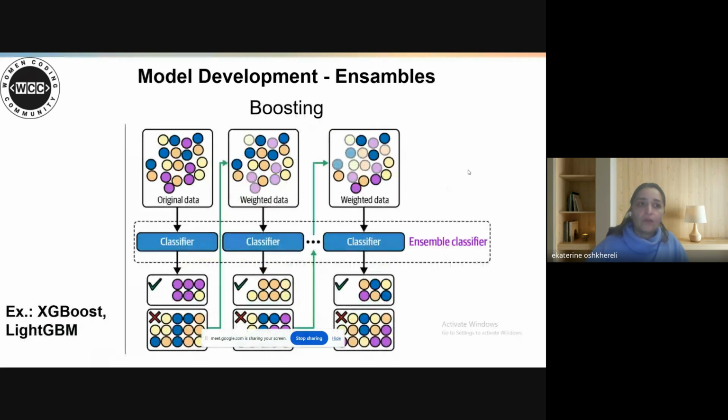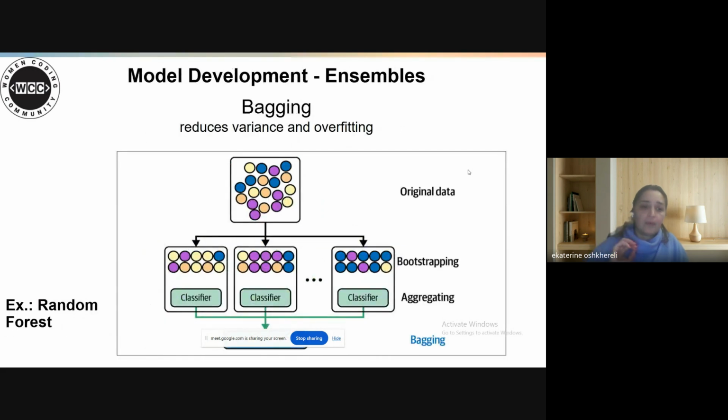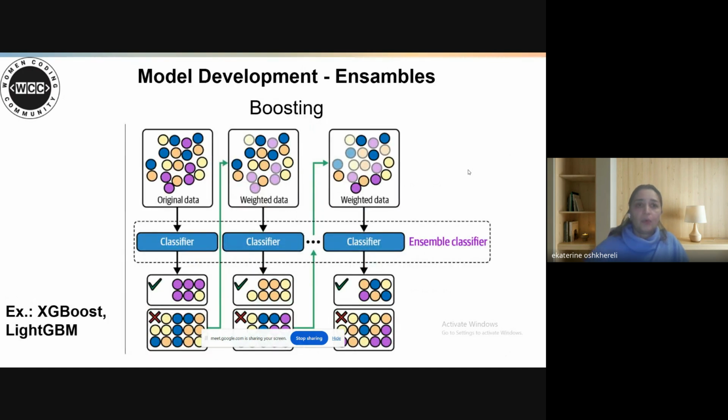Another way of ensemble learning, and the example of bagging is a random forest. Another way of ensembling is boosting, and it differs from bagging in that during boosting we use the same data set. We don't change data sets. We don't do some replacements.